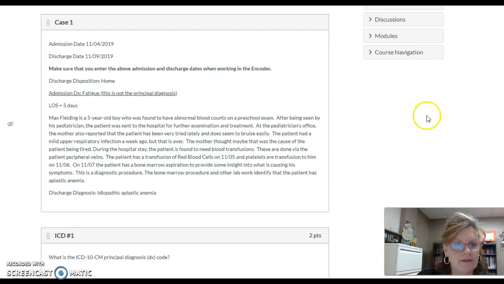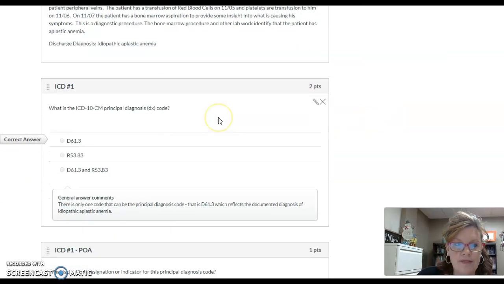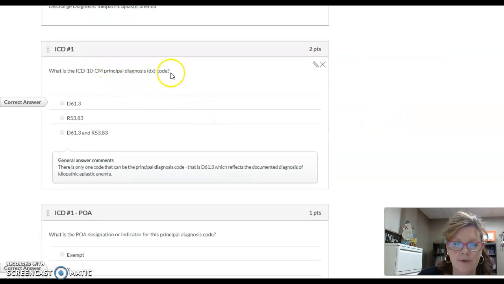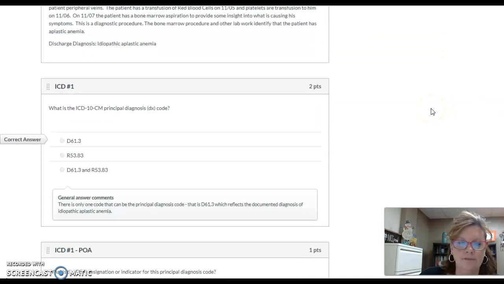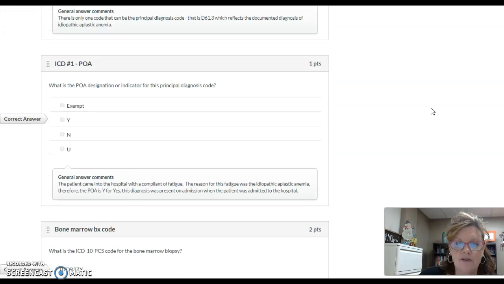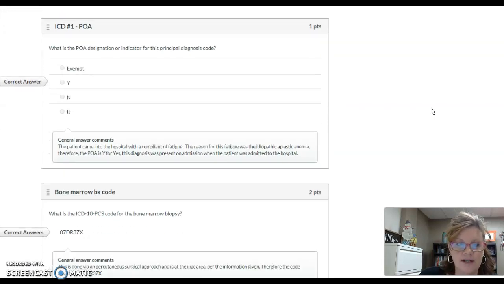So with that, everybody did actually overall well. With this, we're asking for the principal diagnosis, and it is going to be the idiopathic aplastic anemia. Okay, so keep in mind that fatigue is going to be integral to the anemia, so we don't code that. Okay, let's move on here. The POA designation was yes.